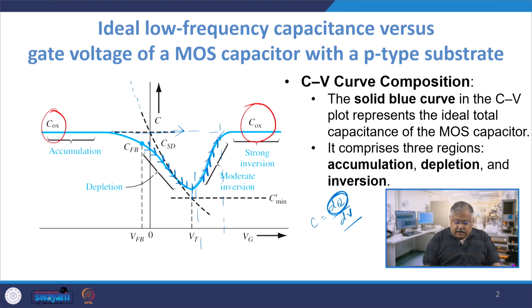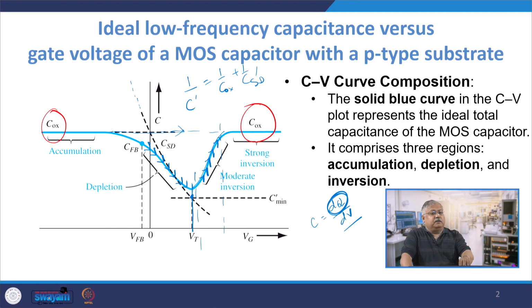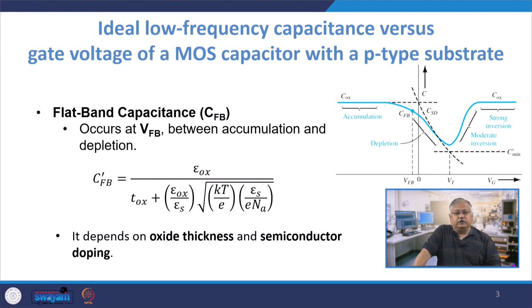The place where, if you remember our previous discussion, we had seen that 1 by C prime was equal to 1 by C ox plus 1 by C S D prime, right. So, this is the point where you get the C prime. At the threshold voltage, you have the minimum capacitance as such. This is quite interesting. Please keep this in mind, that therefore, at threshold voltage your effective capacitance is minimum, and it goes on increasing as you increase the gate voltage.